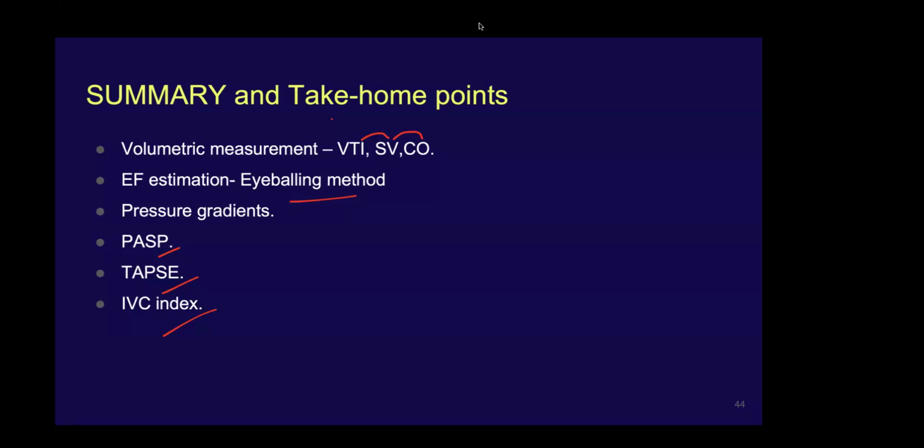Now we'll go on to the question, which is pulmonary artery systolic pressure calculation in patients without TR. Very important question.